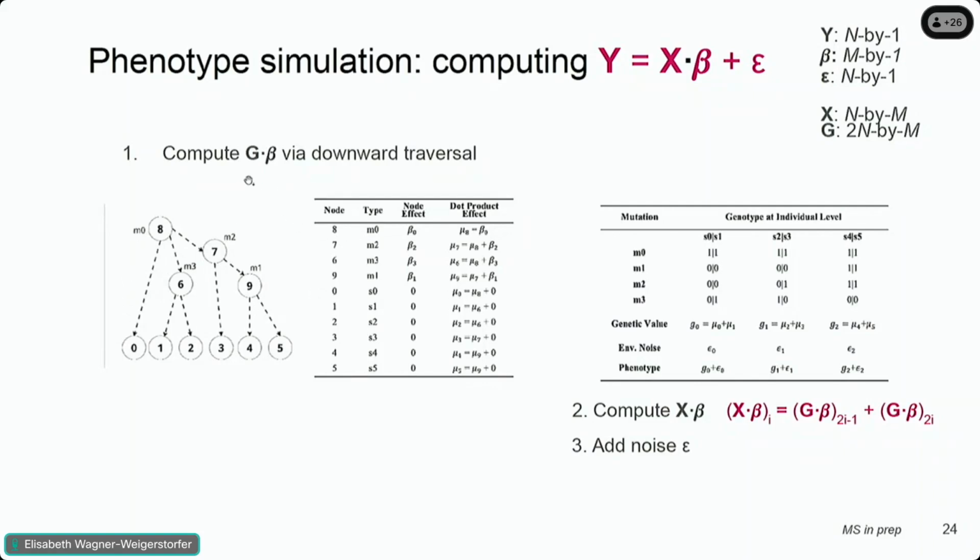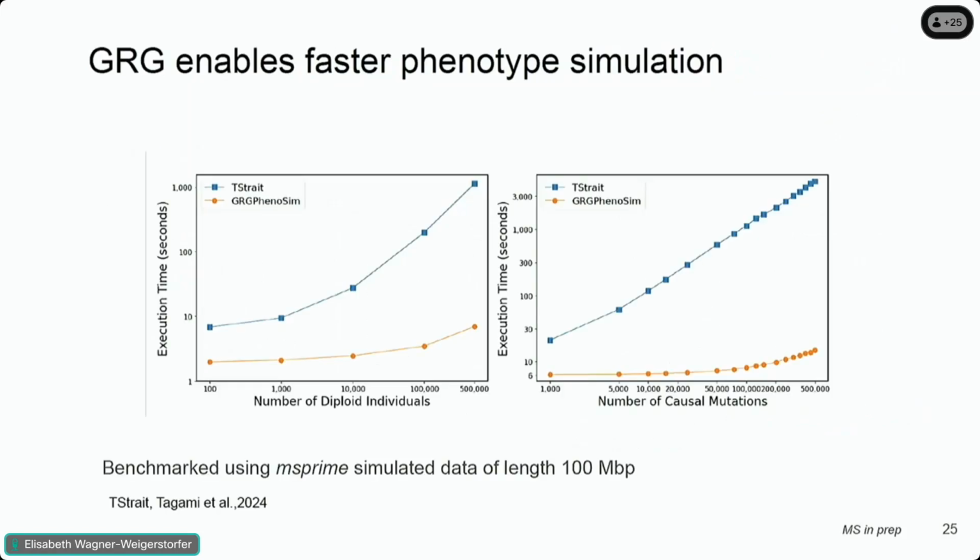And after we have this G multiplied with beta, we have each of these genetic values computed for each haploid genome. Then 2 of the haploid genomes belong to a diploid genome, and that means we need to add up the genetic values from the 2 haploid genomes and combine them into the genetic value of the diploid genome. And after that, we add the environmental noise to this genetic value. We simulate the phenotype.